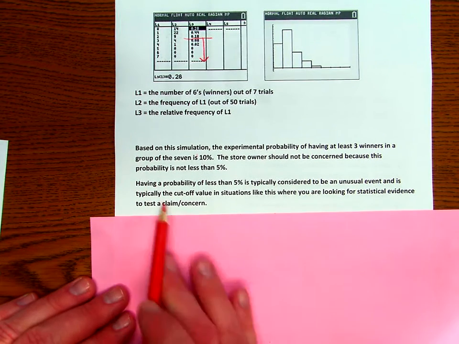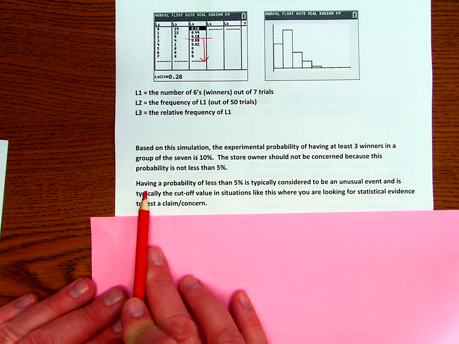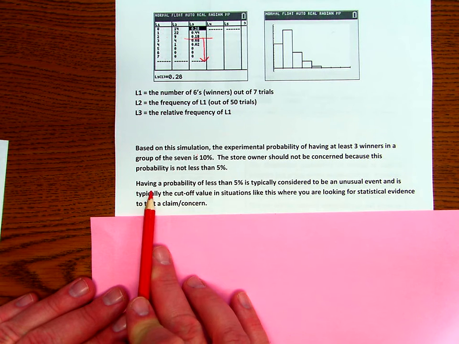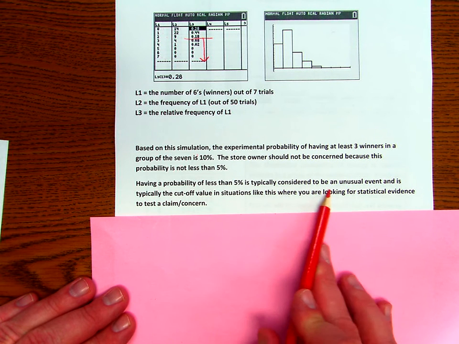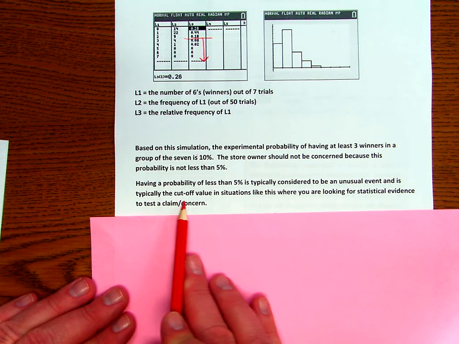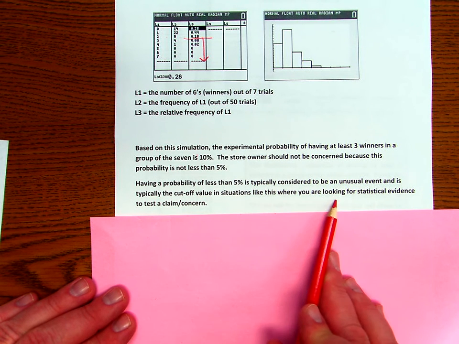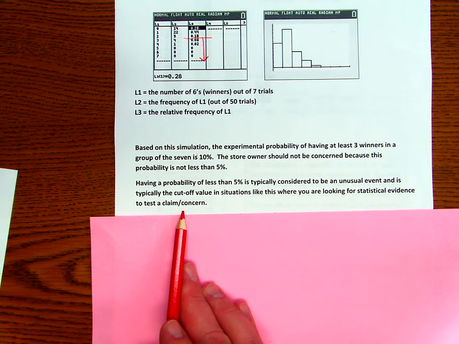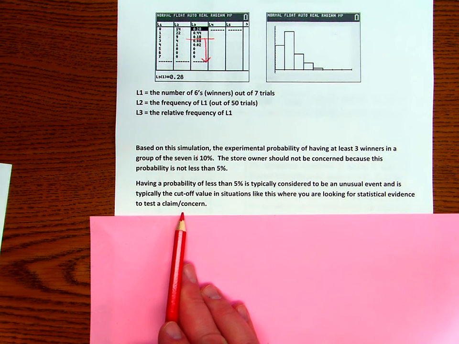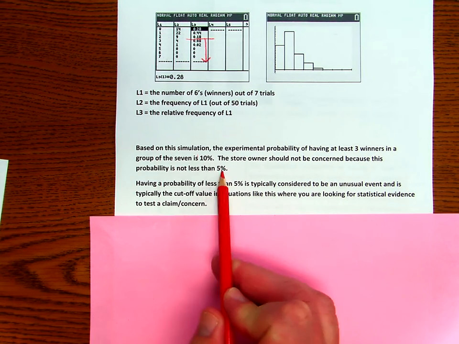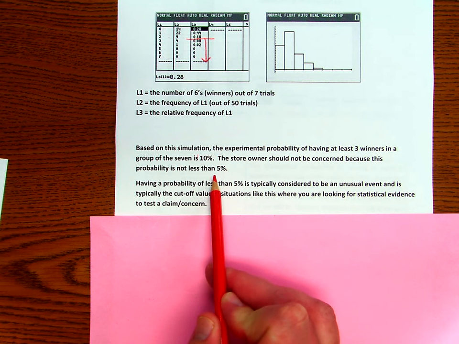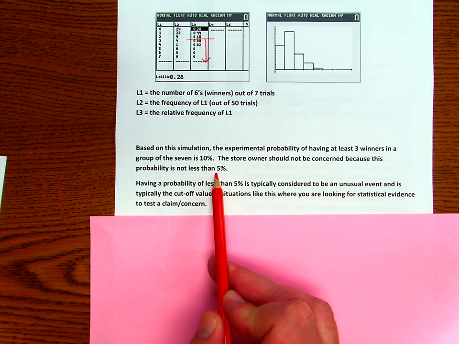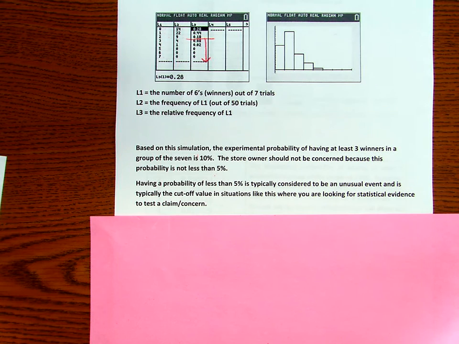And I think I already stated everything that's here. Let me just read it through to be sure. Having a probability of less than 5% is typically considered to be an unusual event, and is typically the cutoff value in situations like this where you're looking for statistical evidence to test the claim we're concerned with. So there are times where you're specifically told what that value is. That's going to be known as their alpha value when we get a little bit later in the class. If you're not given a specific alpha value to use, we automatically default to the 5%. That's the typical one that we would be using.